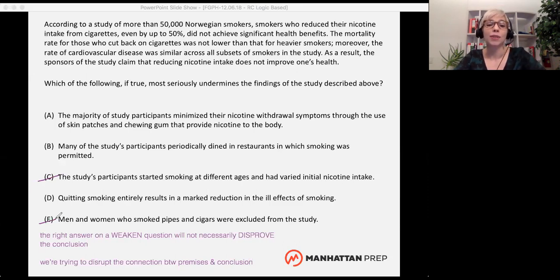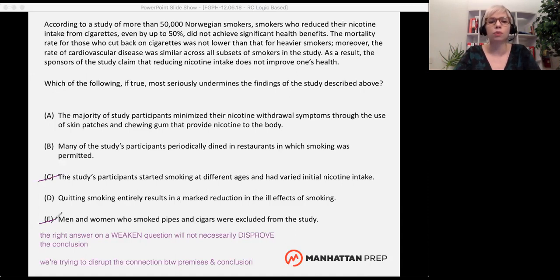And this is where it gets really tough. If you narrowed it down to these three, I'm kind of with you, because these are all relevant. These were, in fact, all things that we kind of mentioned, or at least D, for example, quitting entirely. Well, we talked about how the study was about people who were up to 50%. What about everyone else?